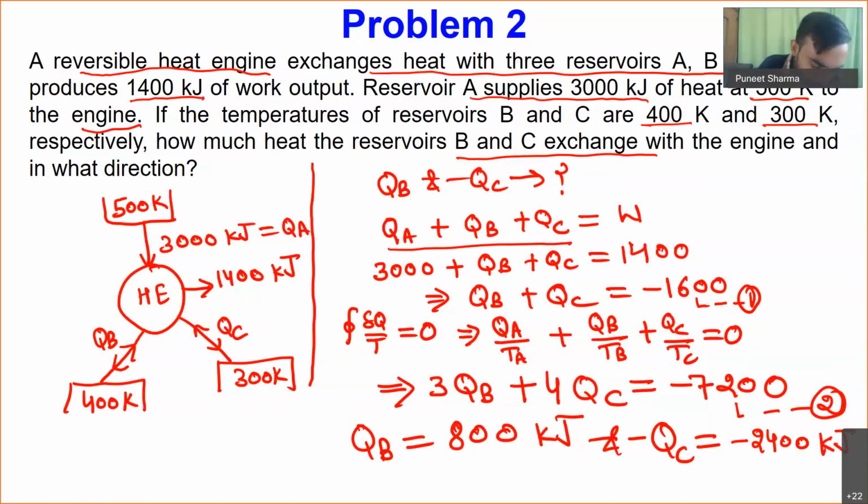So from B, I will be having arrow only towards the engine. But for point number C, our assumption is actually not correct because we have got negative sign. So that's why heat will be moving away from the engine and it will be added to the reservoir. Is this point clear?